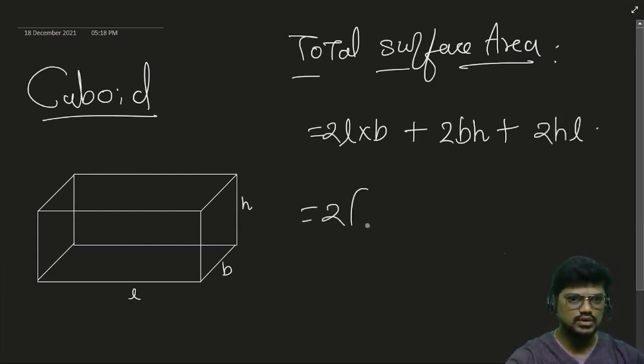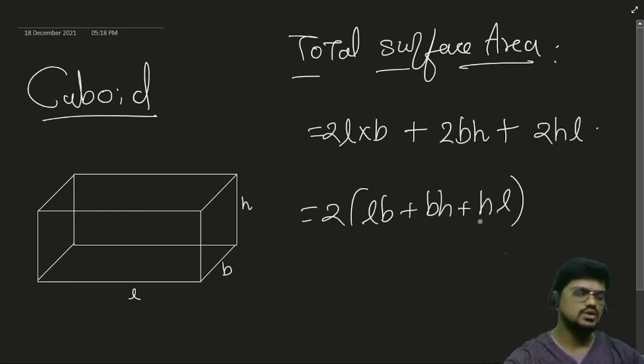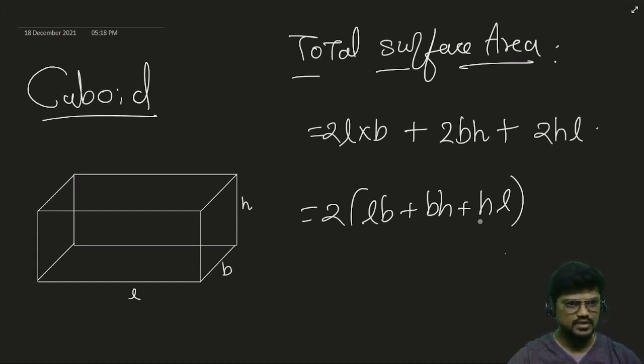So what do you get? 2 into (LB plus BH plus HL). That is the total surface area of a cuboid. Did you understand the total surface area of a cube as well as the cuboid? Yes, sir. Yeah, the formula is clear. The next.